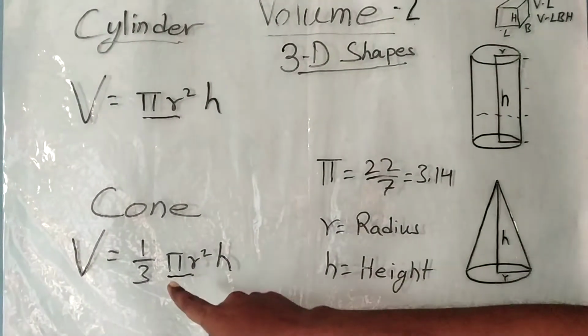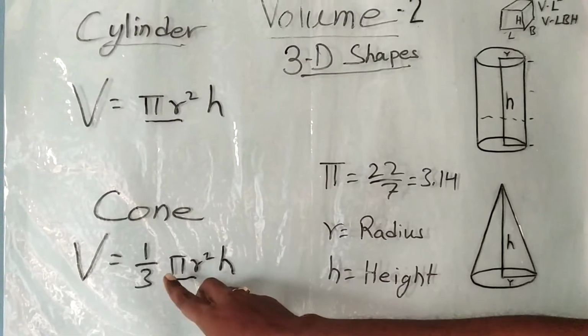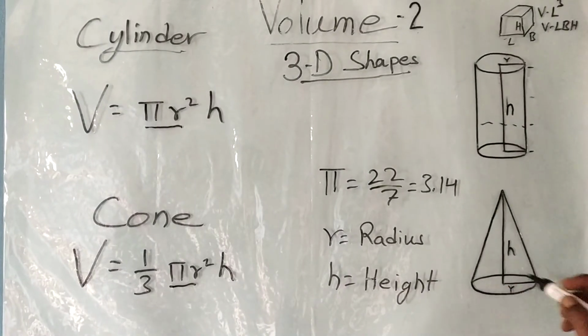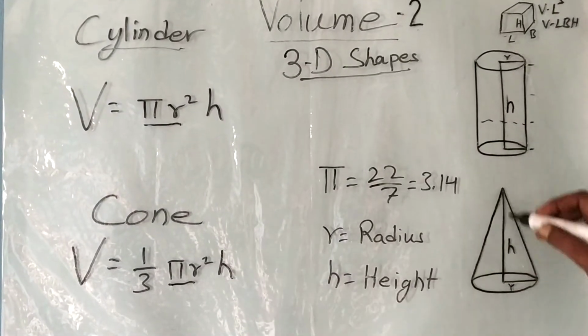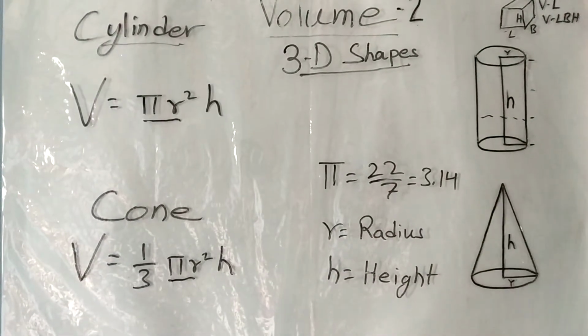So the formula will be 1/3 into pi r square, this is the area of the circle, into h, the height of the cone. Then it will become the volume of the cone.